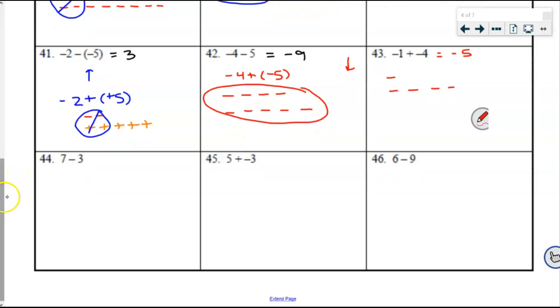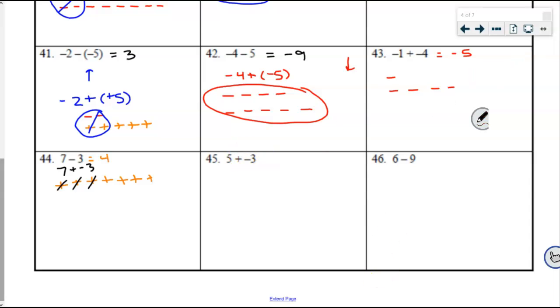7 minus 3. I have 7 balloons. I am taking away 3 balloons. Do I have enough balloons? I do. So even though I could change this one to 7 plus a -3, I don't need to make that change because I can see very easily from my model that I can just get rid of these 3 balloons. So 7 minus 3 is equal to, I got 4 balloons left, so +4.